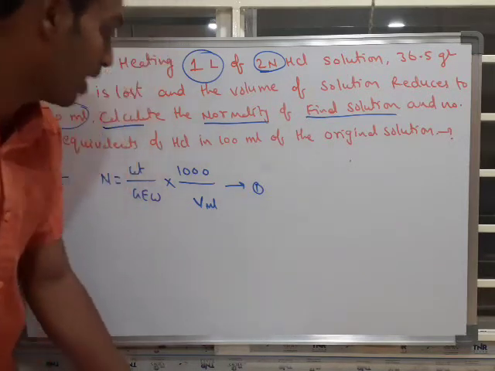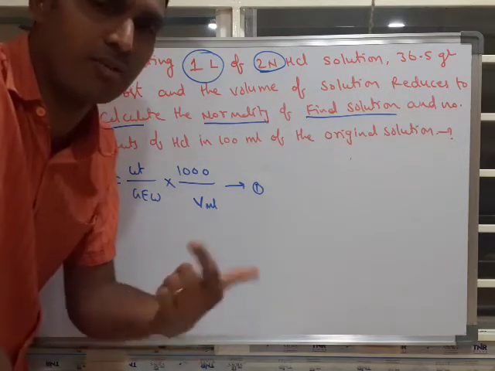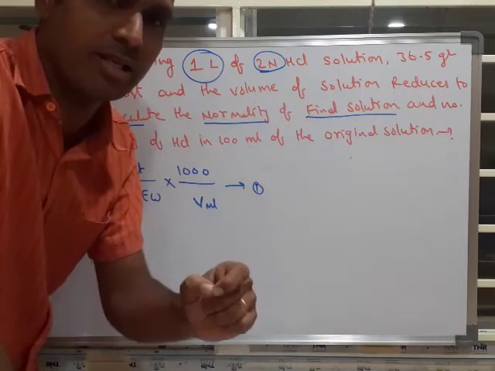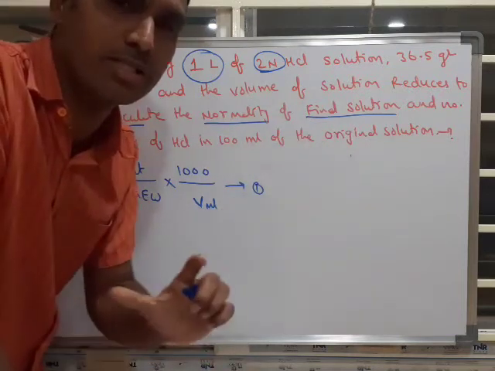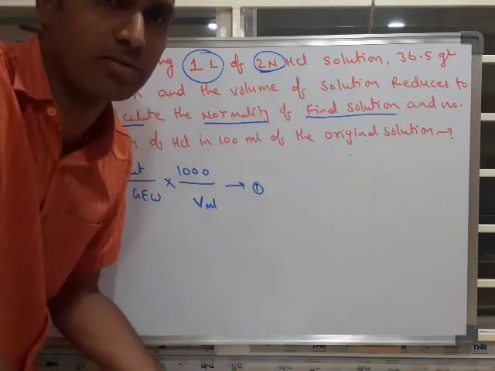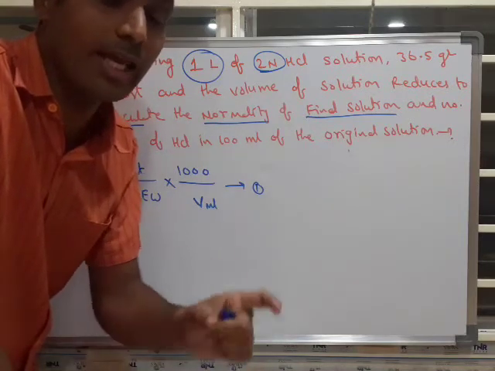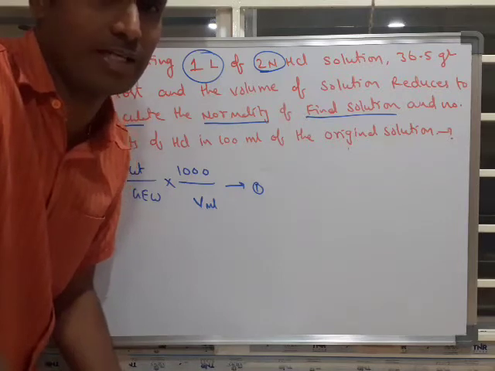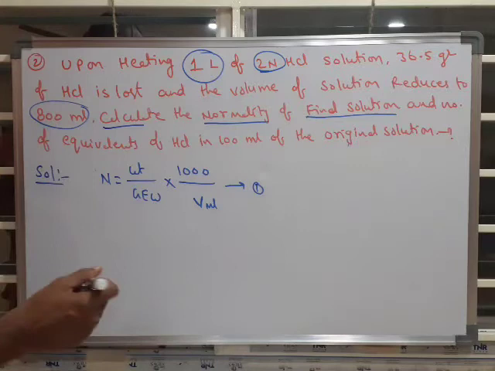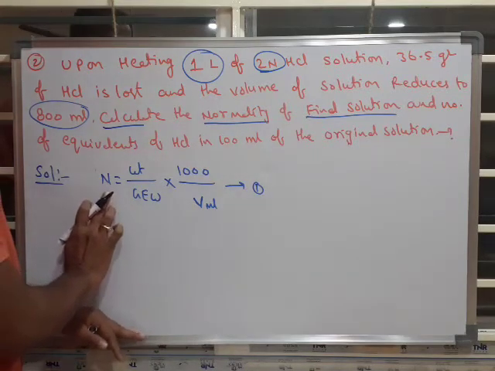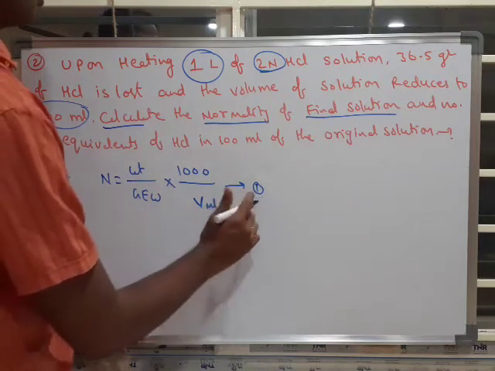But we don't know the weight. We don't know the initial weight. If we know the initial weight, then we know how much was lost after heating, 36.5 grams of HCl, so we can find out how much is remaining. In 800 milliliter we are able to find the HCl if we know the initial weight. So to find the initial weight we have to do another step. What we actually need to find is the normality of this 800 milliliter.